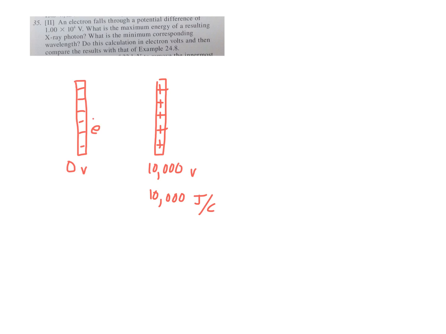You can calculate its potential energy right now, or you can look at delta V equals delta U over Q. The potential energy will be lost, transferred to kinetic energy, or as a result, can transfer to a photon. It can emit a photon when all that energy is transferred to the photon.